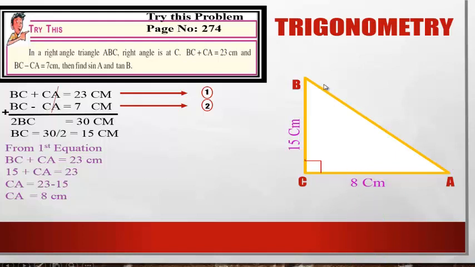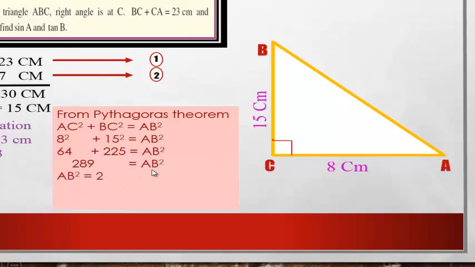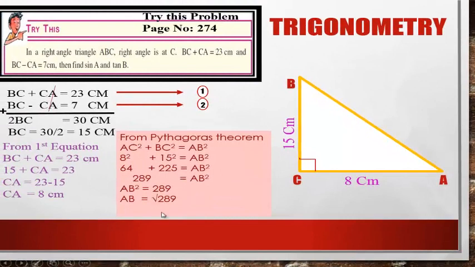Now we have to find the hypotenuse. For this, from the Pythagoras theorem, AC square plus BC square equals AB square, where AC is 8 centimeters and BC is 15 centimeters, that is 8 square plus 15 square. 8 square means 64, 15 square means 225, that is 64 plus 225, equal to 289, equal to AB square. AB is the square root of 289 and finally AB is 17 centimeters. So we got the hypotenuse as 17 centimeters.